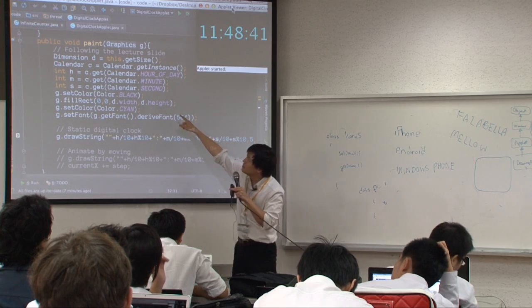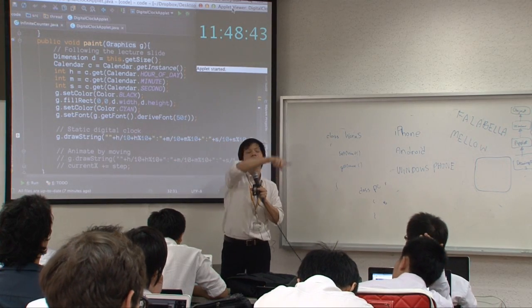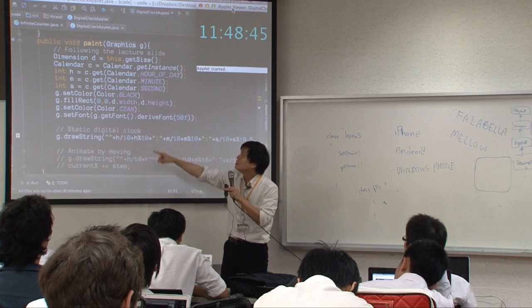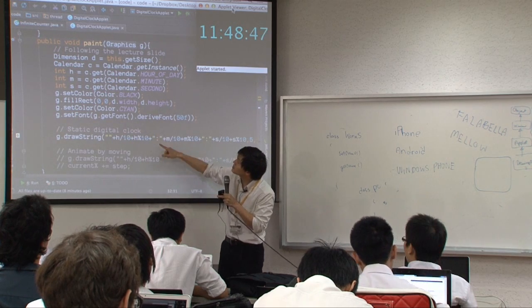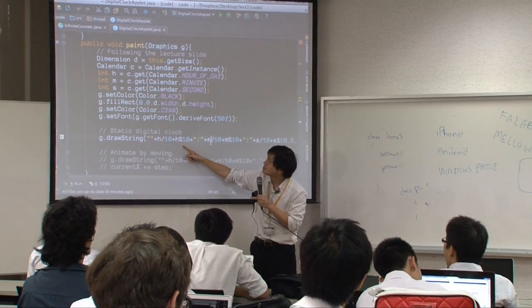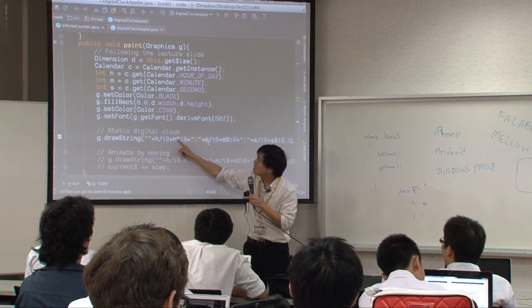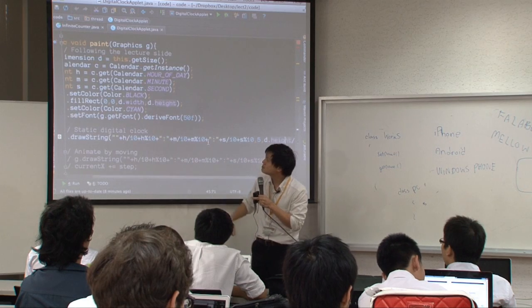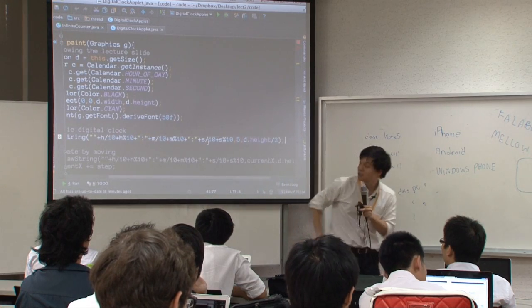All right. When we set color, we call fillRect to draw the background. We call drawString. Okay, look at this logic: h divided by 10 plus h modulo 10. What do we do here?